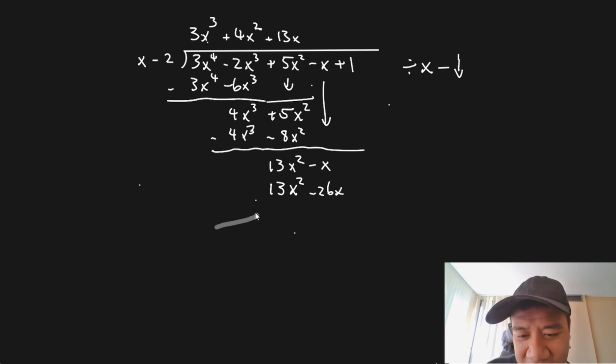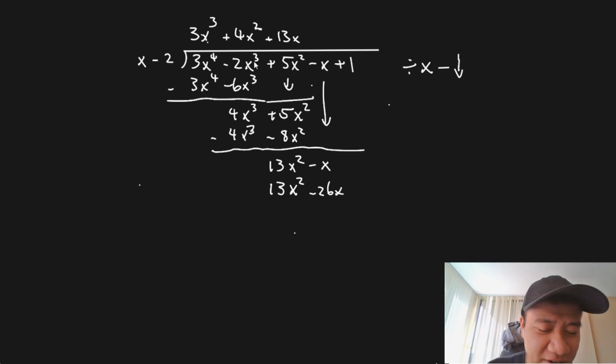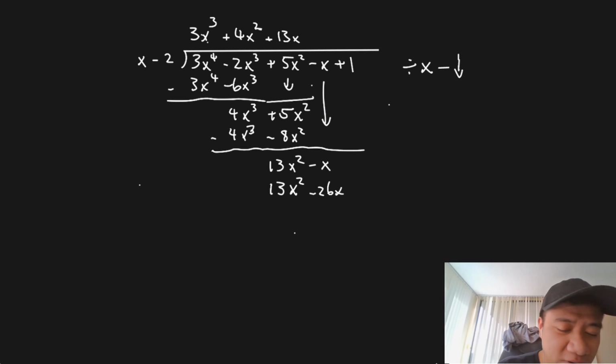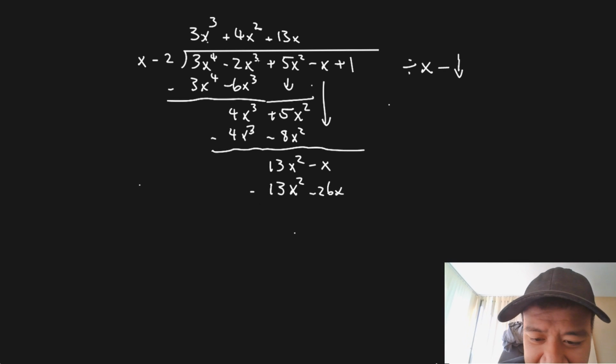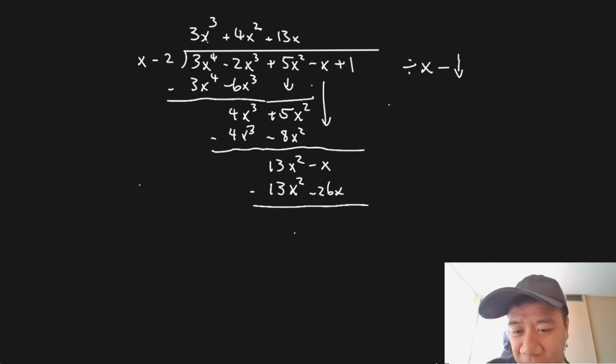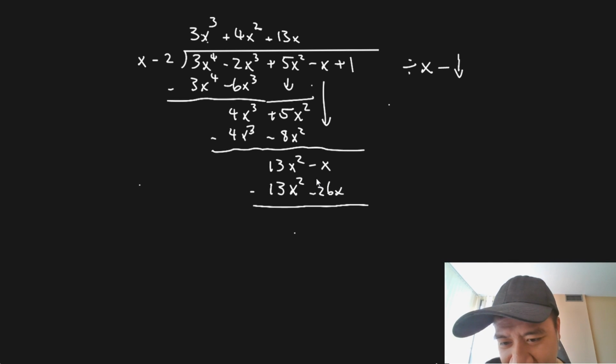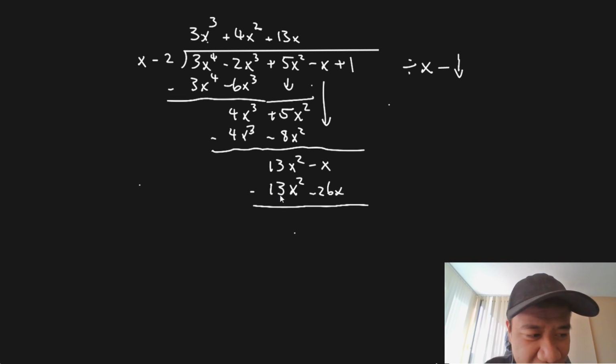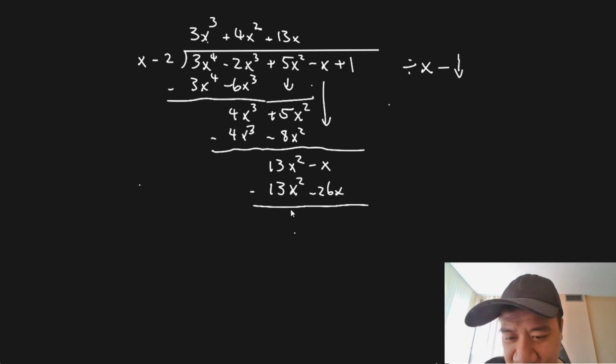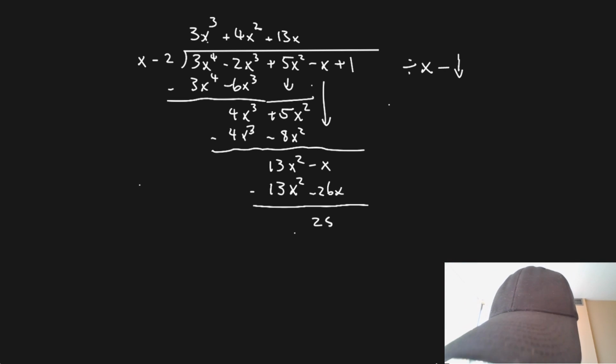Next step is subtraction. It's over here. So we just subtract these together. 13x squared minus 13x squared is just 0, so we don't need to put anything here. And then negative x minus negative 26x, so we have positive 25x.